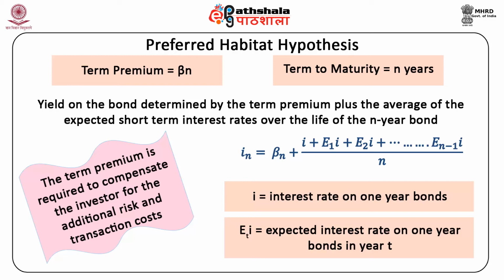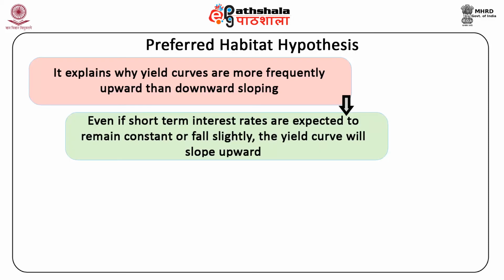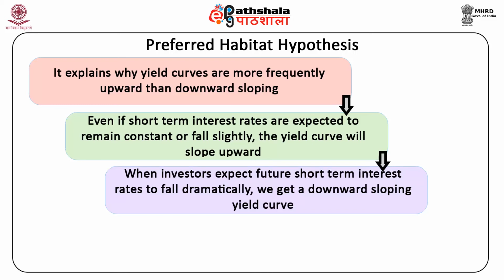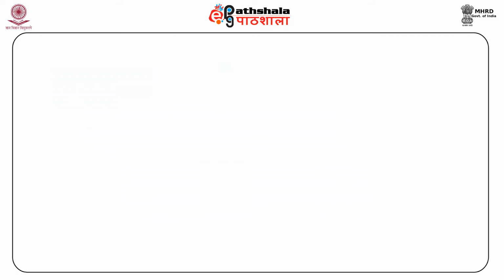The term premium is required to compensate the investor for the additional risk and transaction costs involved in purchasing an undesirable financial instrument. Unlike the other hypotheses, it explains why yield curves are more frequently upward than downward sloping. Even if short-term interest rates are expected to remain constant or fall slightly, the yield curve will slope upward due to the term premium on longer-term bonds. Only when investors expect future short-term interest rates to fall dramatically do we get a downward sloping yield curve. The preferred habitat hypothesis implies that short-term and long-term interest rates will tend to move together.